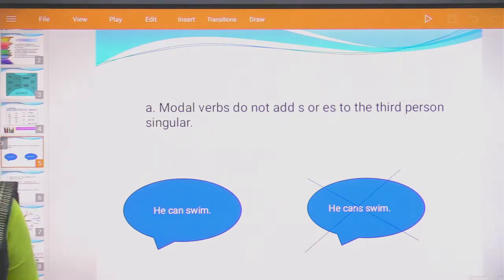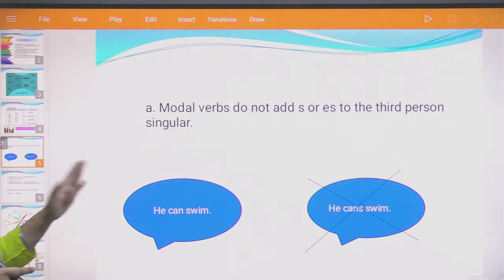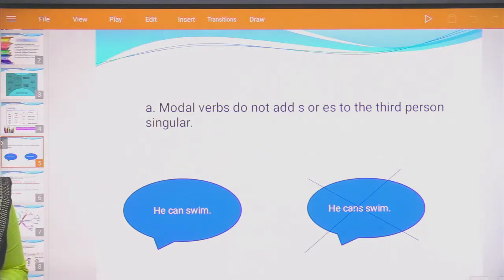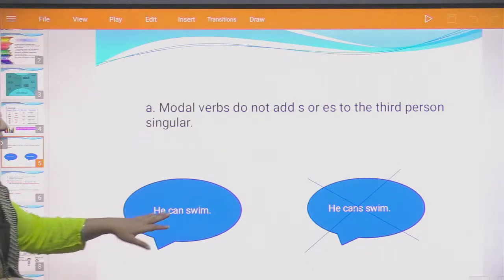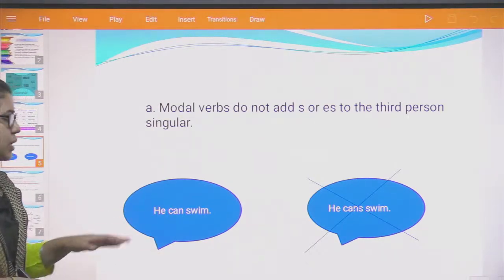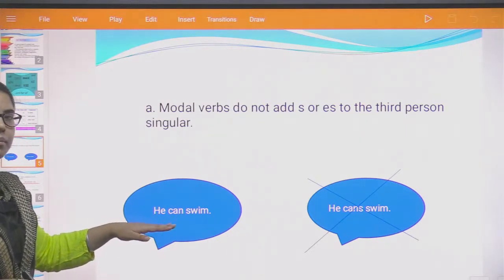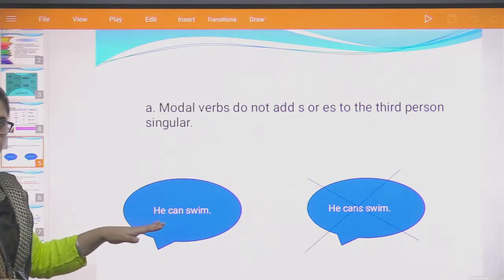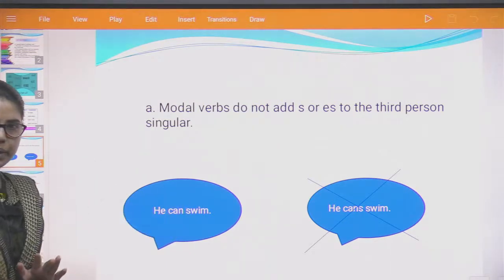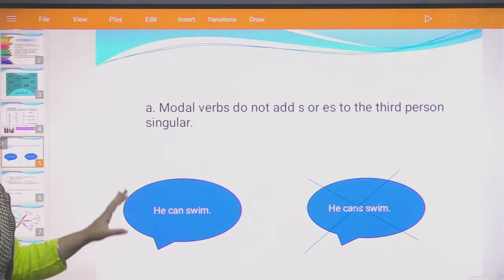Third person singular: he, she, it, any name, singular noun. Even with the third person singular, we will not put s or es whenever we are using modal verbs in the sentence. See the example I have for you. He can swim. He is the subject here. Can is a modal verb which I have used here, and then swim, which is your main verb.